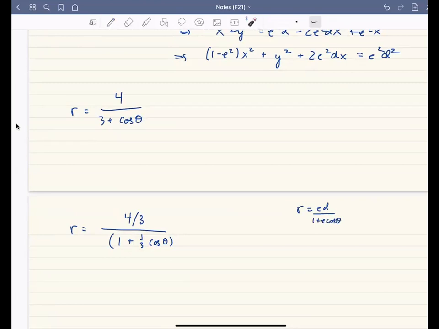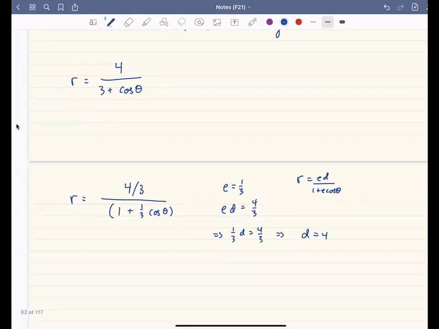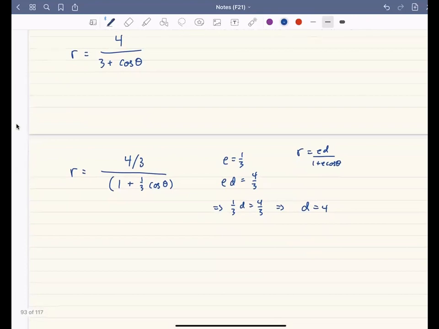And so now we need to think about what d is if e is 1/3. We know e is 1/3. We know e times d is 4/3. And so that tells us that d is whatever we have to multiply 1/3 by to get 4/3, so 4. So d is going to be 4. Okay, and that's really it.